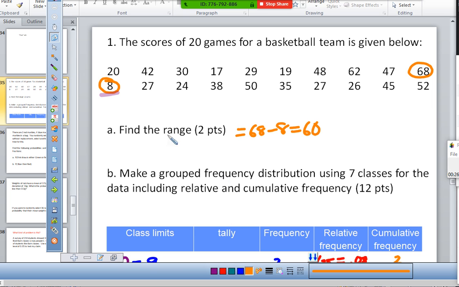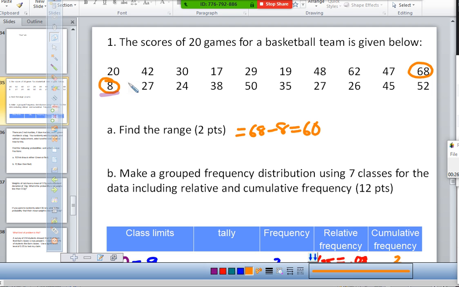So here, well, let's see, 7 classes. Do I have, is this 25 or more? Yes. So I'm going to do groups of 5s or 10s. What do you think? 7 classes. My range is 60, so I can do them in 10s. So I'm going to go 10s. I'm going to take my minimum, 8, and find the 10 that is less than 8. So what's the 10 that's less than 8? 0. Does that make sense?